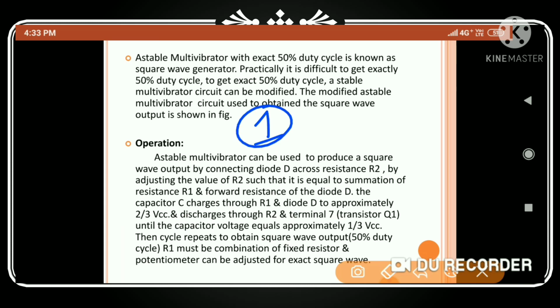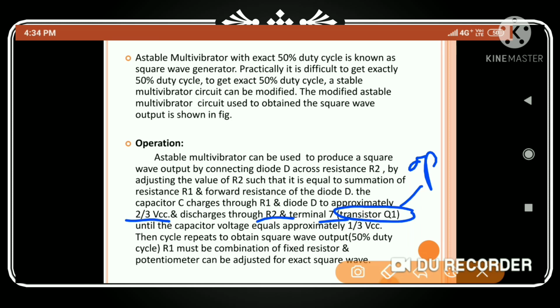I told you before how much it will charge up to. If the output is 1, how much will it charge? 2 by 3 it will charge. How much will it discharge? It discharges up to 1 by 3. So it charges to 2 by 3 VCC and discharges through R2 and terminal 7. I showed you that terminal 7 is connected to R2. Here is the transistor, the op amp. Then the cycle repeats.